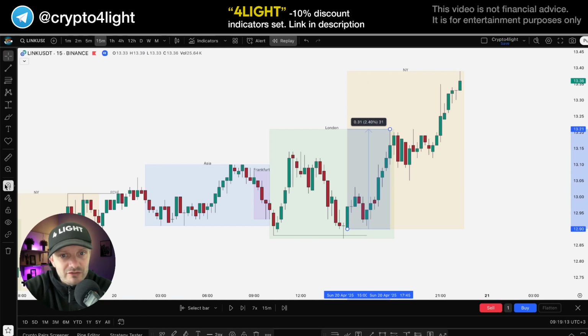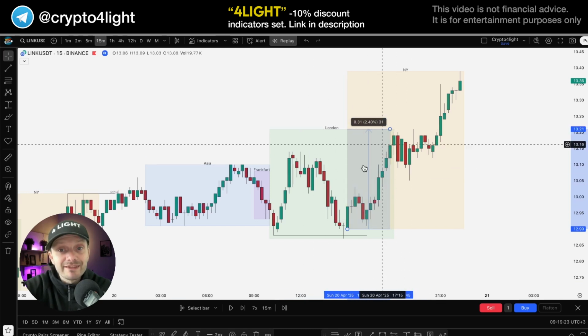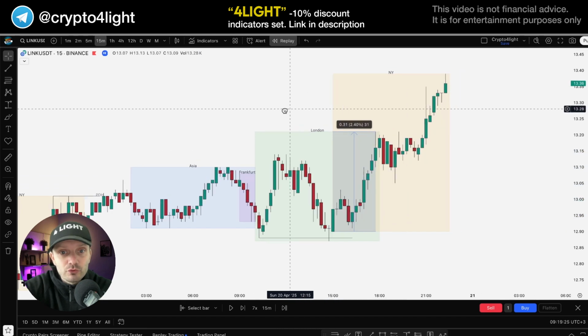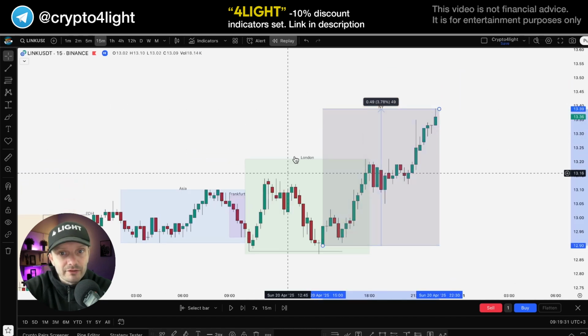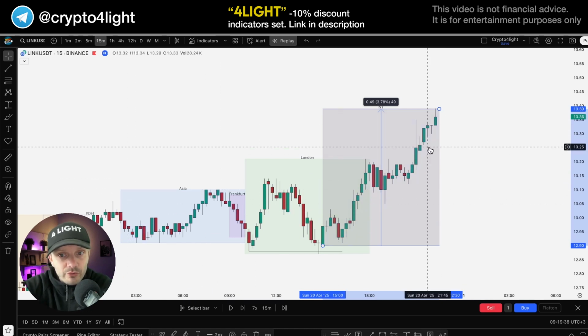2.4% because we need to grab liquidity of the manipulation stage. And distribution is step by step in the New York session, or it can be different sessions, right? But this is how it looks. So 1, 2, 3.